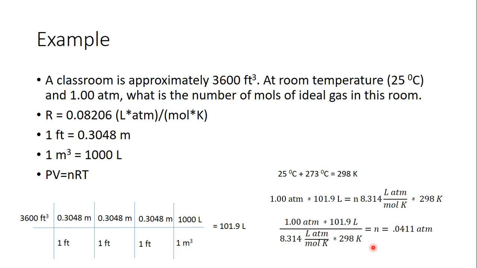Now let's take a look at the units. We have atmosphere and atmosphere. Those cancel out. Liters times liters. Those cancel out. K times K cancel out. So our units are moles. And so our answer will be in, not atmospheres, that's a typo. Our units will be in moles. So our answer is 0.0411 moles. And that is how we use the ideal gas law.